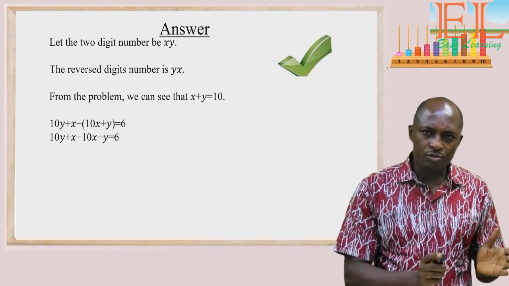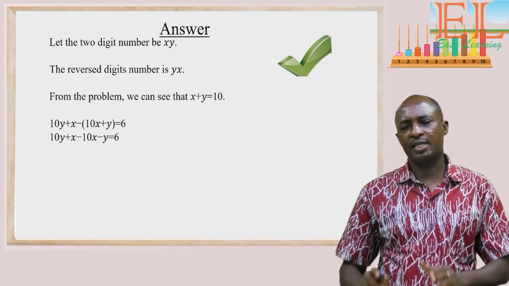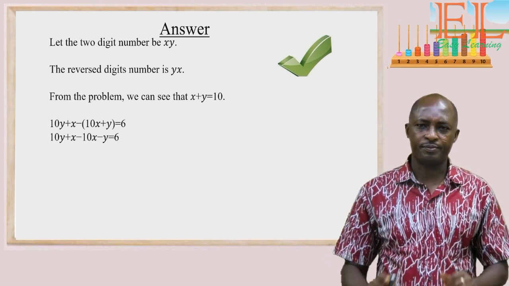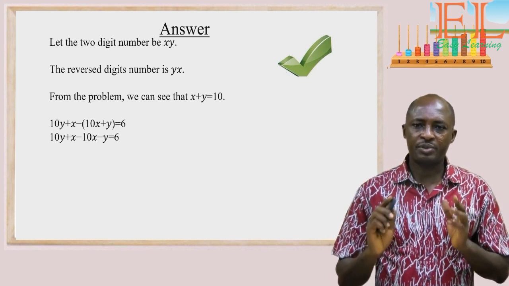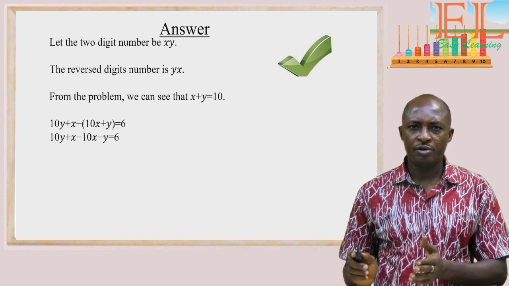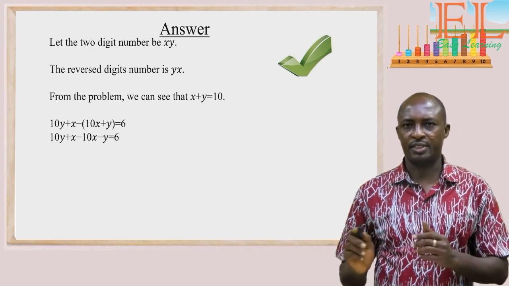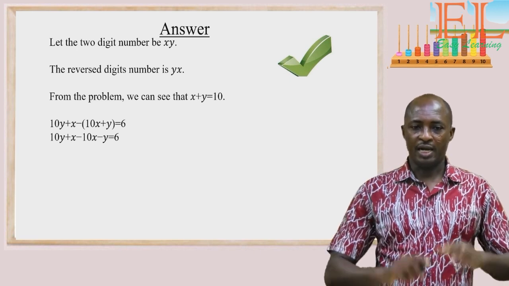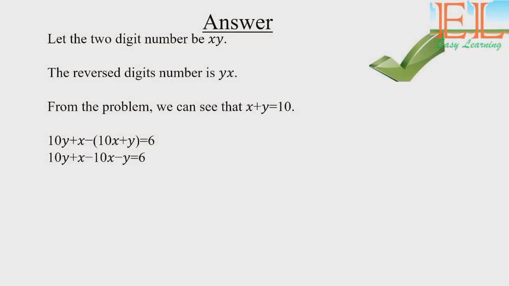So if the value of the reverse digits is 6 more than the value of the original digits, then what does that mean? It means that when I subtract the original value from the value of the reverse digit, it should give me 6. And so I have 10y plus x minus (10x plus y) equals 6.